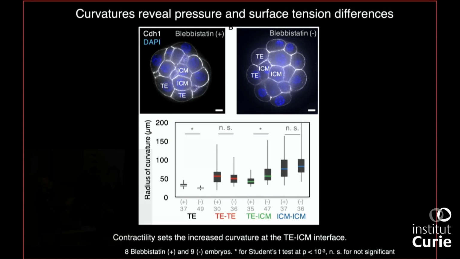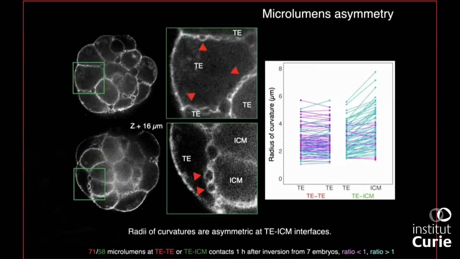So the interfaces become flatter between trophectoderm and ICM if you block contractility. Because these cells in the ICM are more contractile than the cells of the trophectoderm, they bulge into them. Those curvatures, you can also see them at the level of the microlumens themselves. Microlumens can appear at the trophectoderm interface or at the trophectoderm-ICM interface. They can be more or less symmetric. They tend to be more symmetric between trophectoderm cells than between trophectoderm and ICM cells. The ones at those heterotypic interfaces are more often asymmetric. And when they are asymmetric, they bulge into the trophectoderm cell rather than the ICM cell, which again indicates either a difference in tension or a difference in pressure or both.